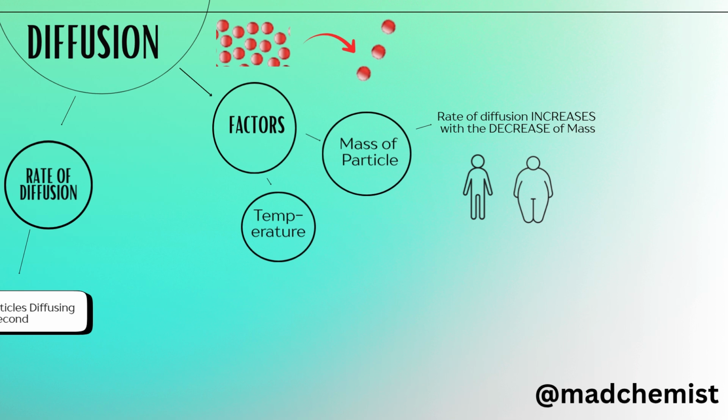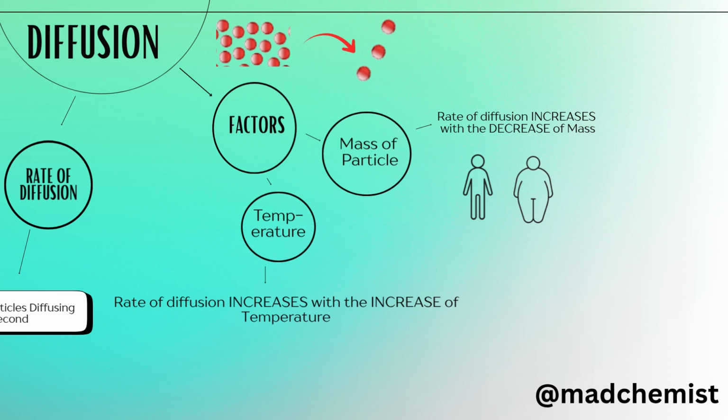The second factor is temperature. Temperature causes an increase in the motion of particles. So when the particles move faster, the rate of diffusion increases. So the increase in temperature causes an increase in the rate of diffusion.